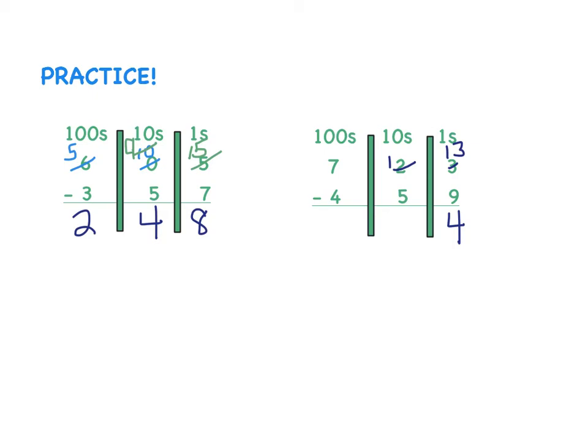Then I'm in the tens column. Can I do 1 minus 5? No. So I go to the hundreds. I take a group away. So now it's 6. And this 1 becomes 11. 11 minus 5 is going to be what? 6. And then we have 6 minus 4, which is 2. So the answer to this problem is 264.